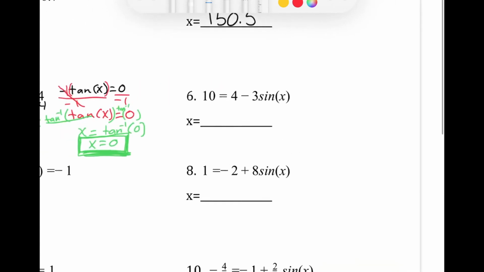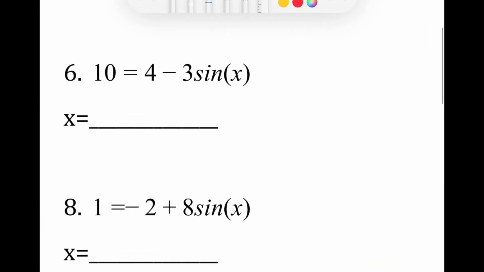So let's do number 6 now. Number 6, there are multiple things to move. So there's a positive 4, and there is a negative 3. So let's move the positive 4 first. So we're going to subtract 4 from both sides.